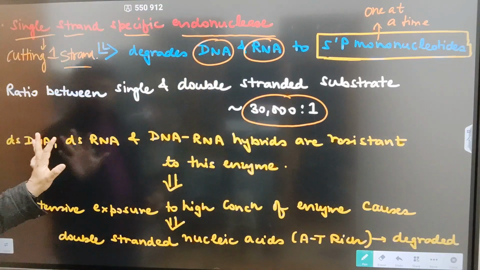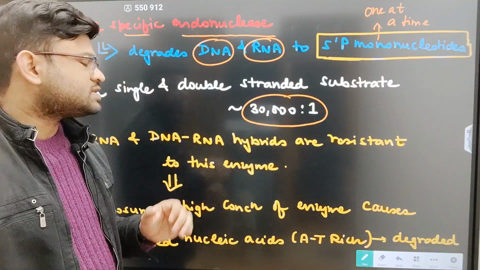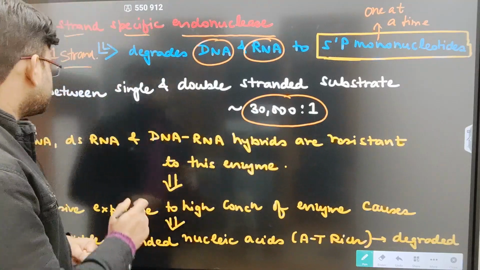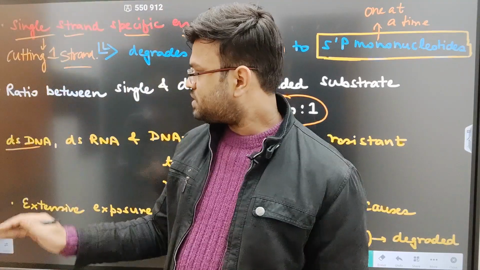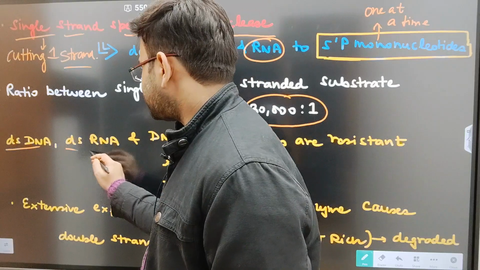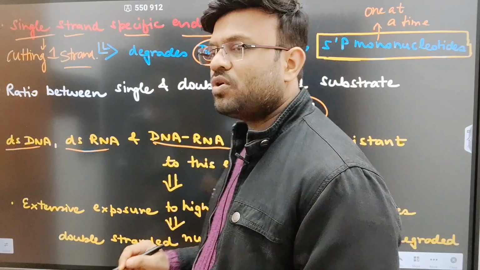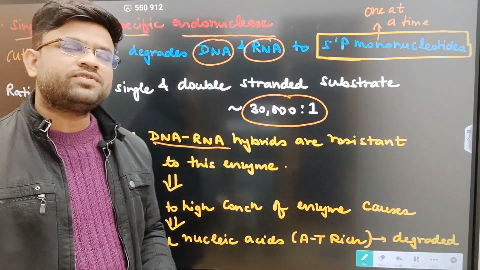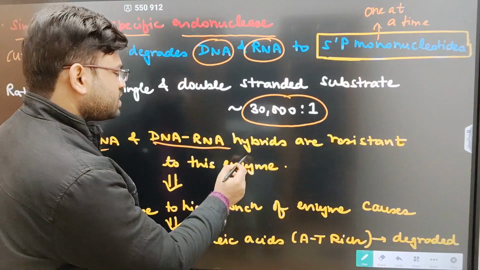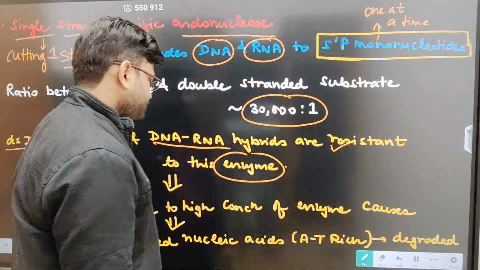Now, double stranded DNA, double stranded RNA, and DNA-RNA hybrids are resistant to this enzyme. What does this mean? Basically, all of these are double stranded DNA. Next, double stranded RNA. Next, DNA-RNA hybrids. These are all resistant. Basically, they will not be cut by this particular enzyme. That is why I am using the word resistant over here.